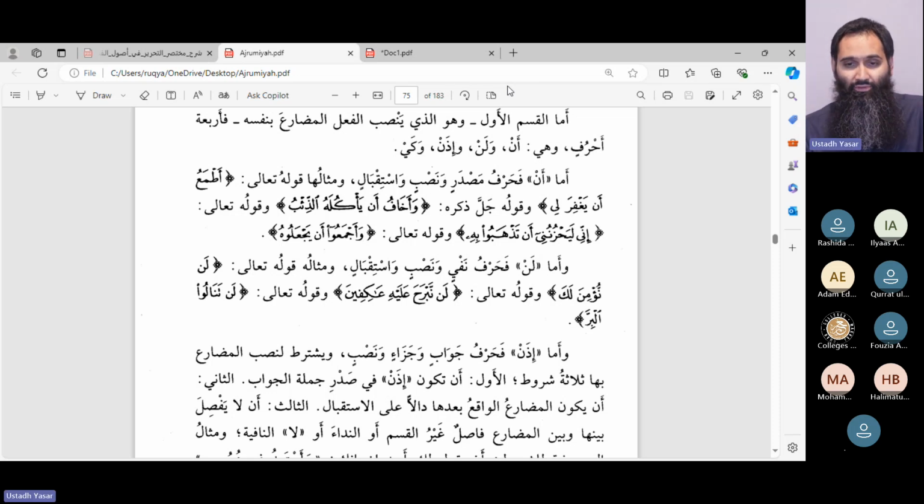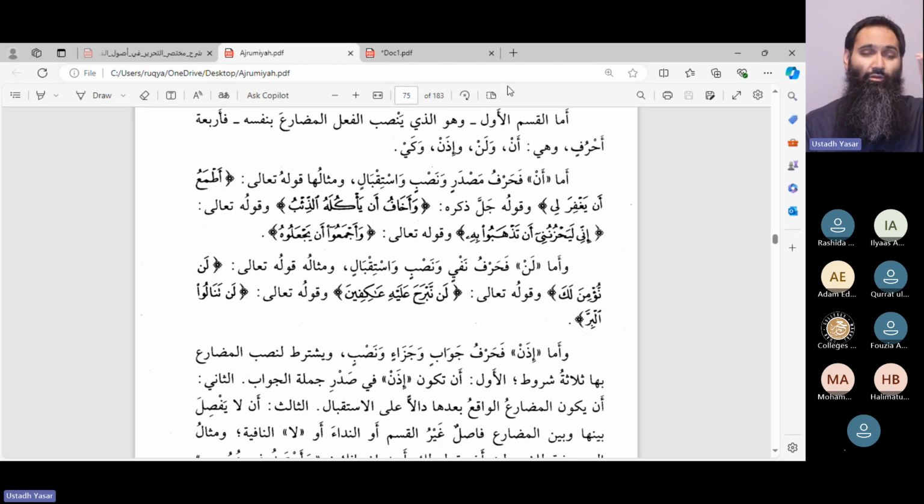So let's break it down. Harfu masdarin wa nasb. Okay, nasbin we know. What does nasb mean? It means it makes the fi'l mudari after it mansoob. Istiqbalin, we've also discussed that. It means that it restricts fi'l mudari to the meaning of mustaqbal. Remember, I told you that fi'l mudari, if it's mentioned on its own, can have the meaning of now or the future. But if certain letters come before it, they can restrict it to now, and certain letters can restrict it to the future. An is one of those.